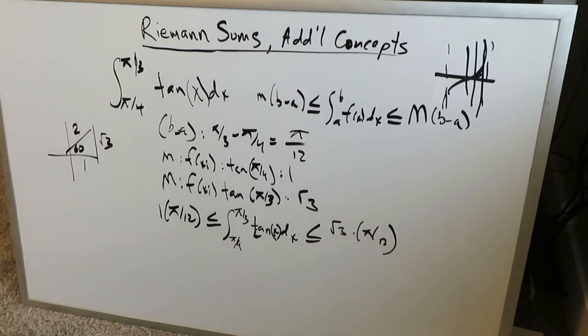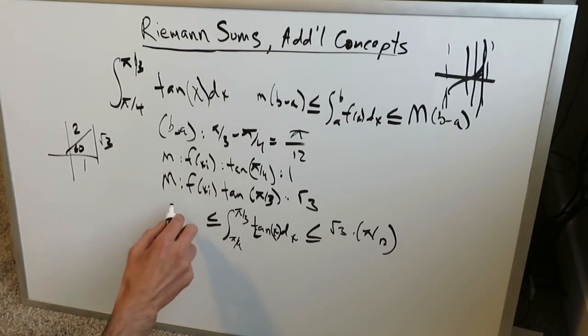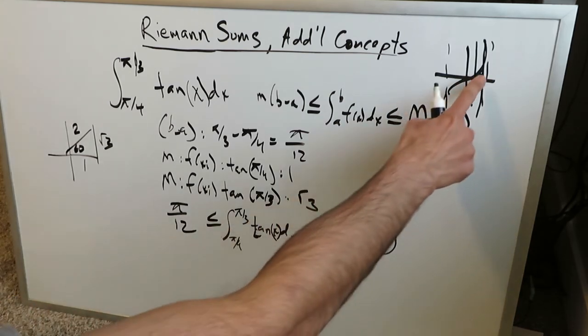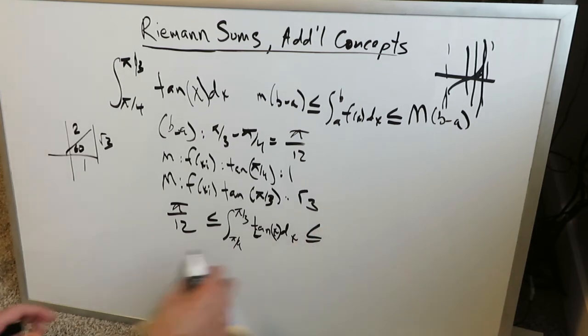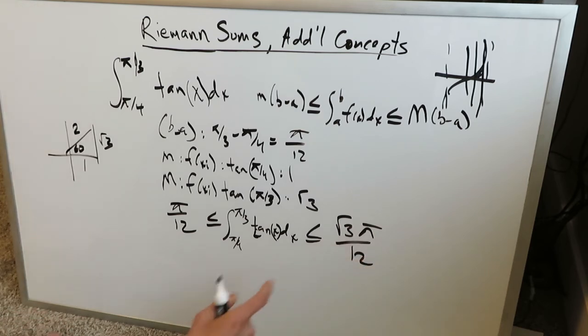You know, we can write everything here in a better format. 1 times pi over 12 is just pi over 12. So that represents the lower limit area for this. Pi over 12 is a lower possible limit for the area under the curve. And then this right here is root 3 pi over 12. That represents your maximum area.